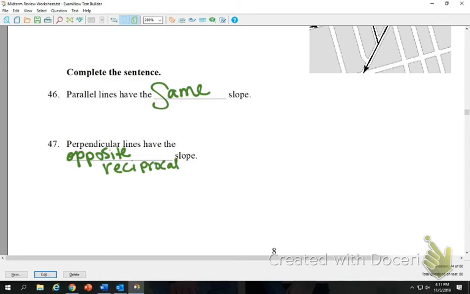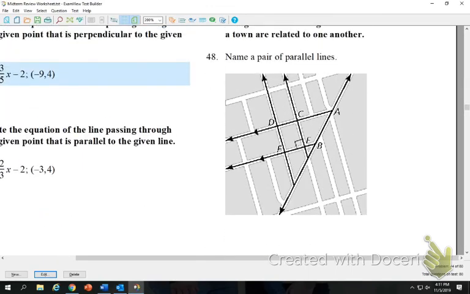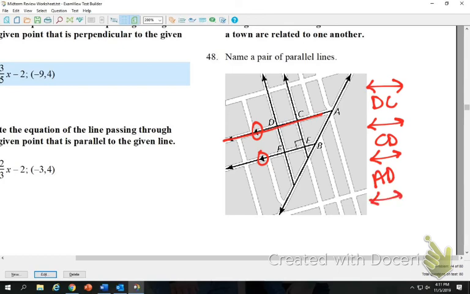Alright, and then we have our last two. Name a pair of parallel lines. In our picture, these little arrows tell me these two lines are parallel. So let's name the first line. There are many things you could name it. You could name it DC, which is the same thing as CD. You could also name it AD or DA. You could also name it AC or CA. Those are the only options. That is the first line.